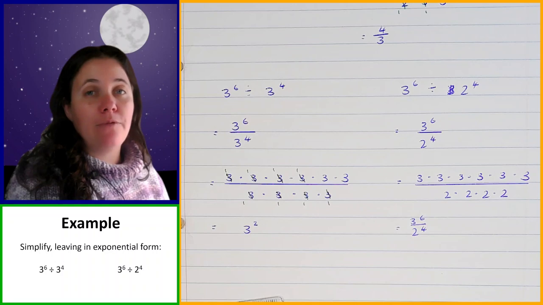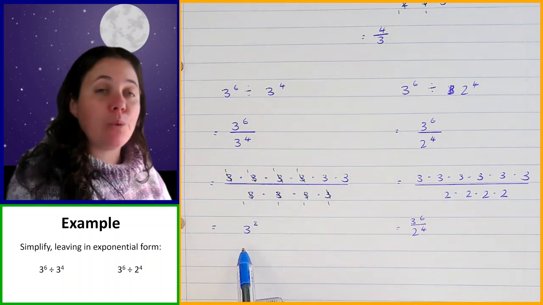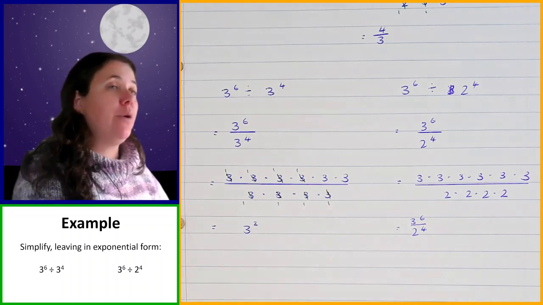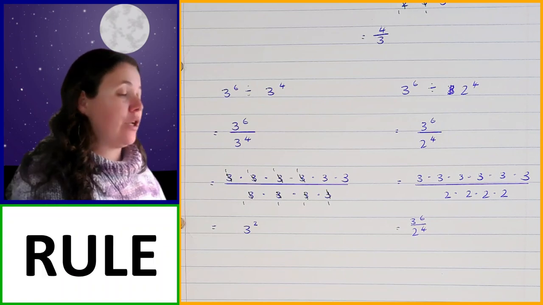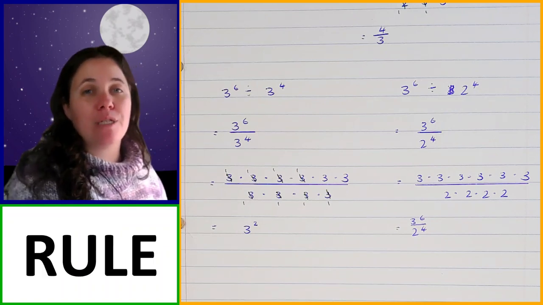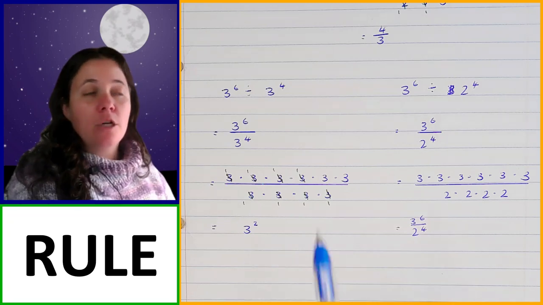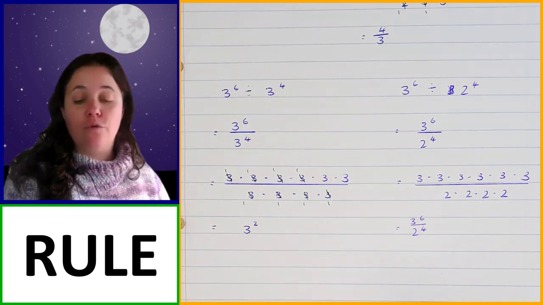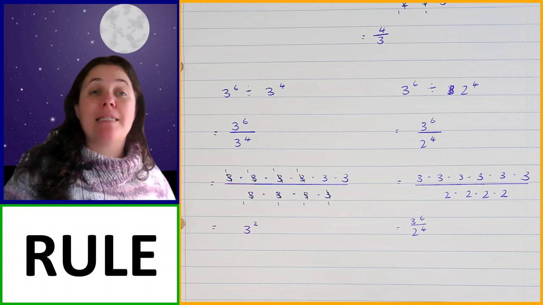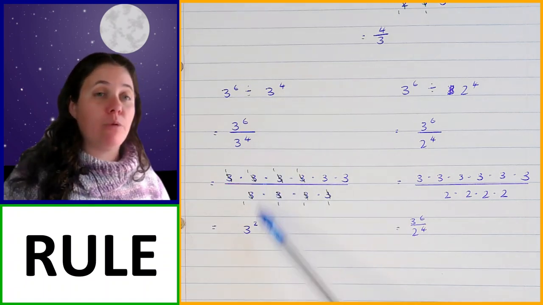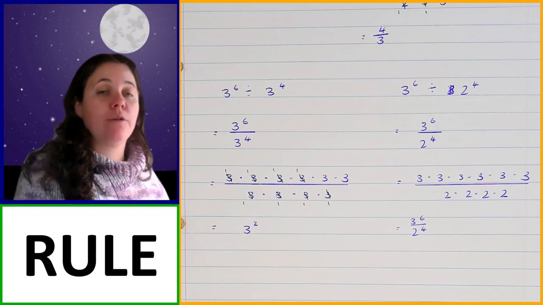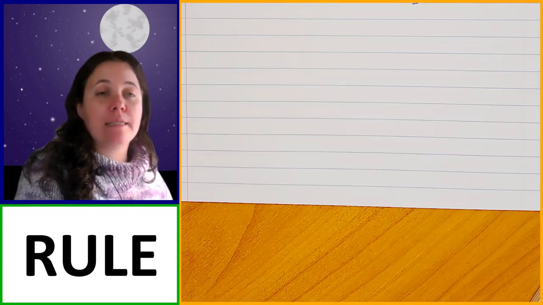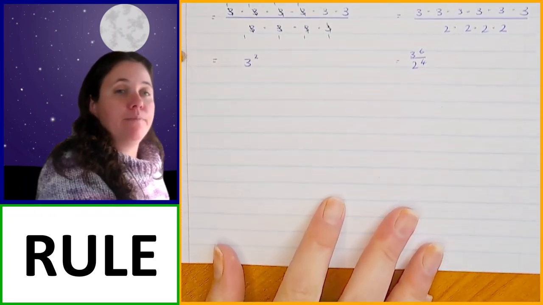I can't simplify that any further, where with this one I could. So now we're going to get to our rule that we're able to use when we are working with division of powers with like bases. So first of all, in order for us to use this rule, the bases have to be the same. Like we saw in this example over here, the bases have to be the same, otherwise it won't work. Okay, so now let's see what our rule is going to be.